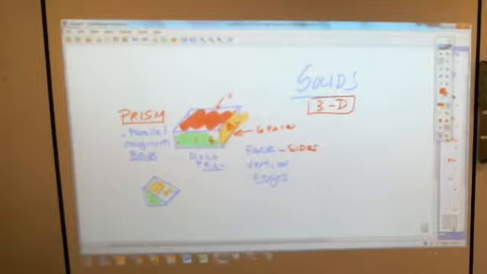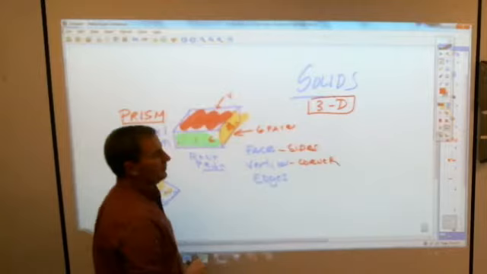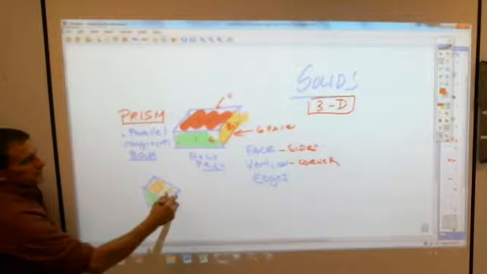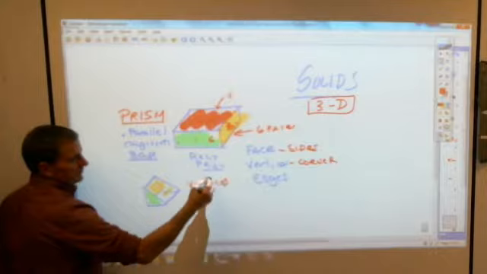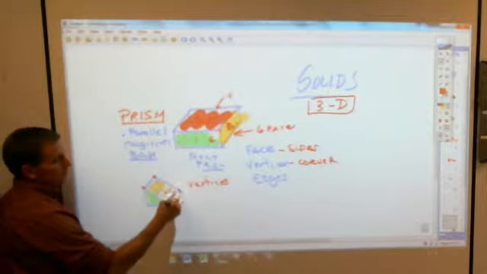How about vertices? What are they? Another word we could use for vertices, corner, is what, Layton? Corners. Yeah, corners. And how many corners would this shape have, if I was looking for vertices? By the way, the singular of vertices is? Vertex. Vertices, Madison? Six. One, two, three, four, five, six. Six vertices.